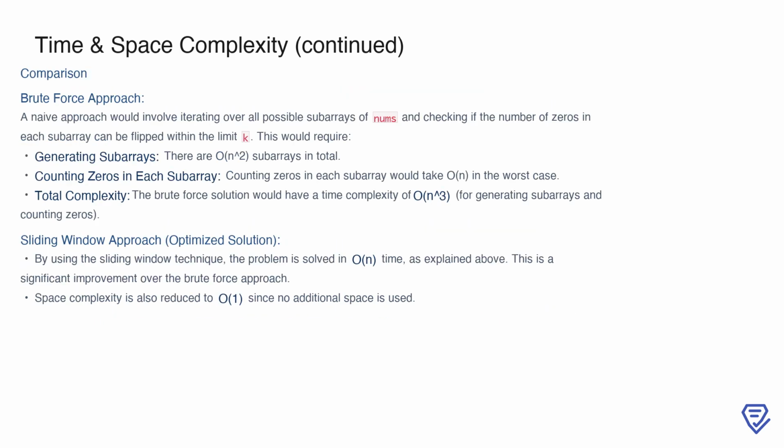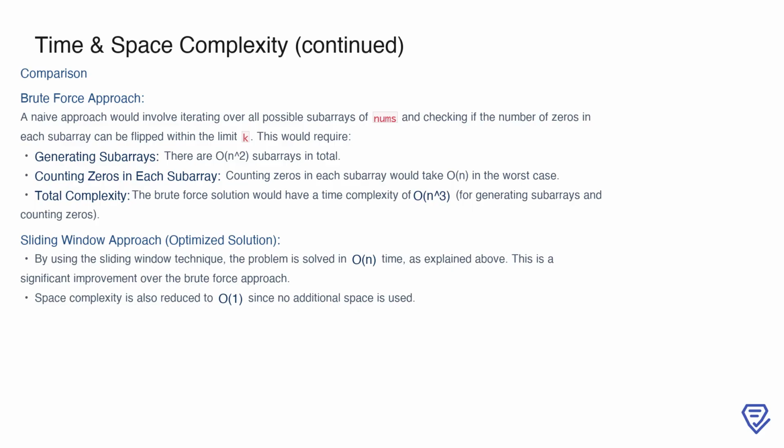To better understand the efficiency of this approach, let's compare it to a brute force solution. In a naive approach, we would generate all possible subarrays of the input array and check how many zeros in each subarray can be flipped within the limit k. Generating all subarrays would involve O(n²) operations, and counting the zeros in each subarray would take O(n) in the worst case. This results in a total time complexity of O(n³), which is highly inefficient for large inputs.